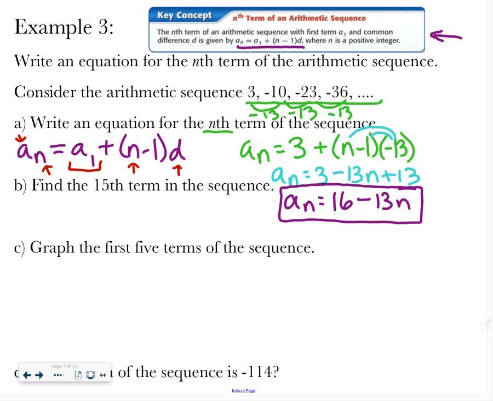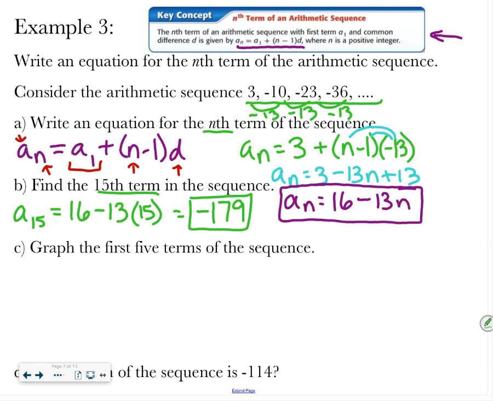Next, let's use that equation to find the 15th term of the sequence. So I'm trying to find the 15th term, so I'm going to replace n with 15. Then I have 16 minus 13, and instead of writing n, I'm going to write 15 again. So if I do 16 minus 13 times 15, I end up with negative 179 as my answer. So that is the 15th term of the sequence.